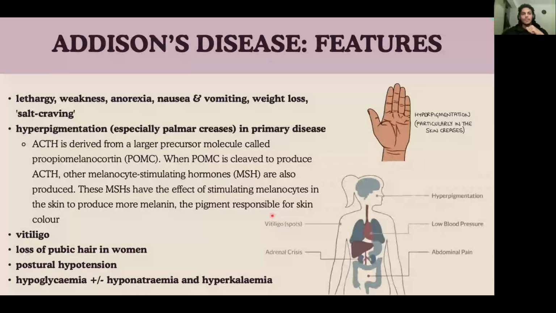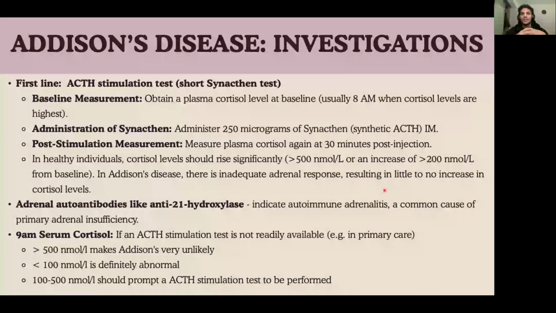Hypoglycemia, hyponatremia, hyperkalemia, vitiligo, usually fatigue, weakness, and usually a condition related to women. So the first line is the ACTH stimulation test. Once again, cortisol is too low. Something is low. What do we do in endocrinology? We just try to make it high. So we're going to do a stimulation test.